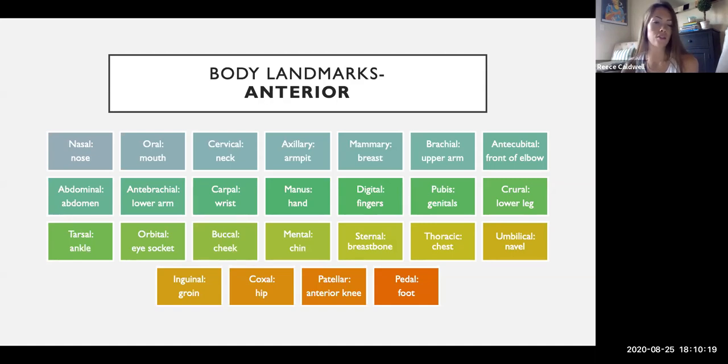Umbilical is the navel, so your belly button, umbilical. Inguinal is the groin. You'll hear that maybe, but I mean, not super important. Coxal is the hip. The hip bones are called the coxal bones. So that's the hips. Patellar is the anterior knee, so the front of the knee. Y'all probably know the patella is the knee bone. And then pedal is foot, or pedal, however you want to say it. You can think like you pedal a bike.